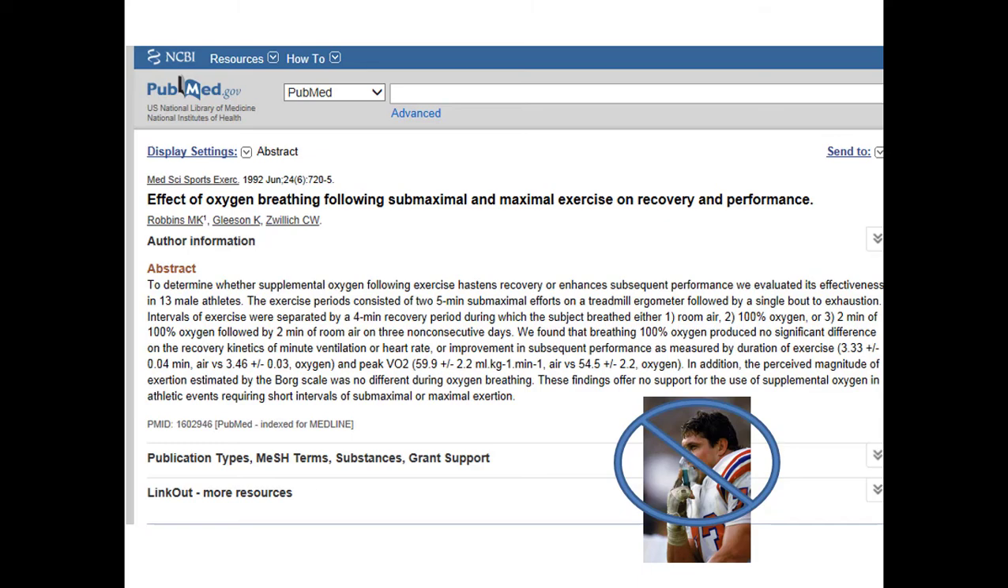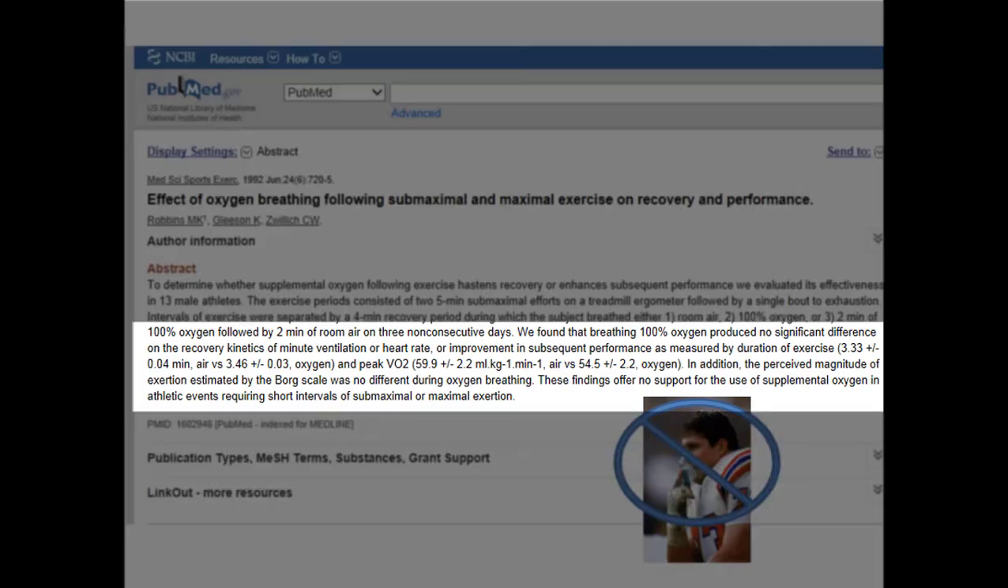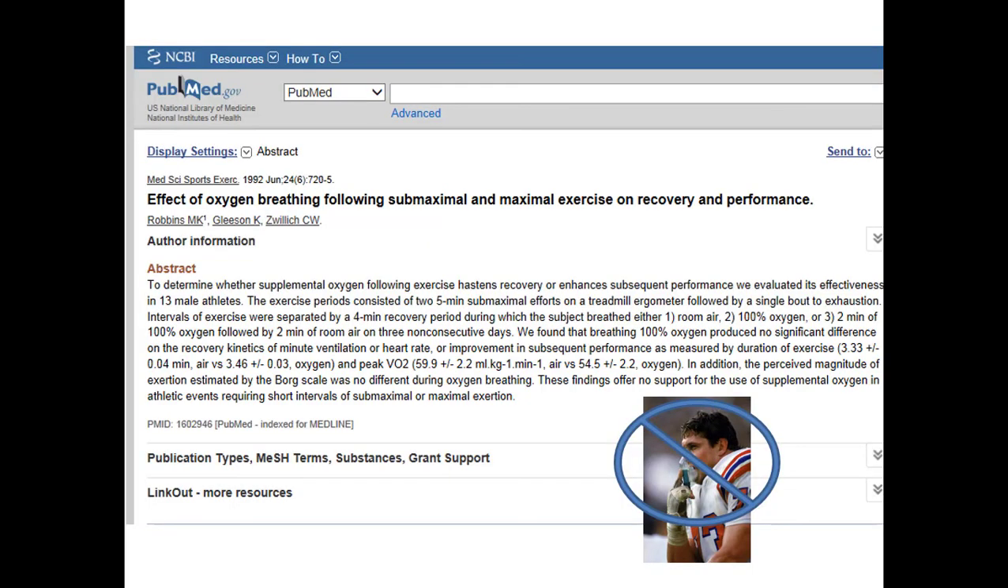And another one is a study about oxygen breathing, and the result is here. We found that breathing 100% oxygen produced no significant difference. See, this finding offers no support for the use of supplemental oxygen in athletic events. How about class? Doesn't make sense. We do not need it. But we'll talk about this in more detail after fall break.